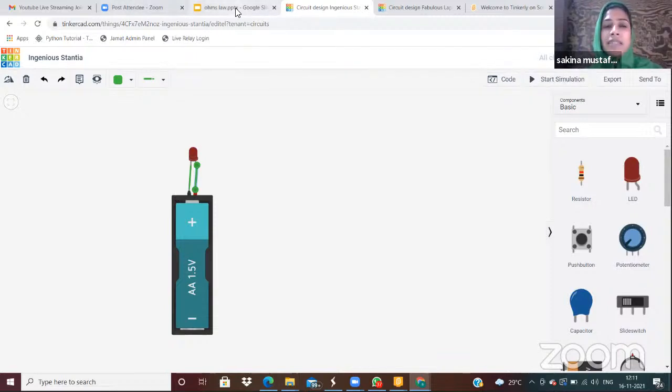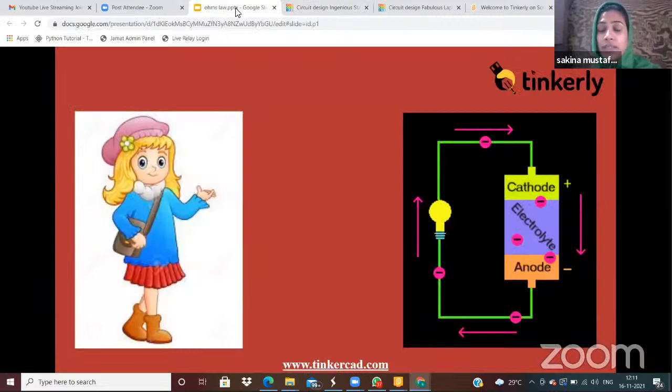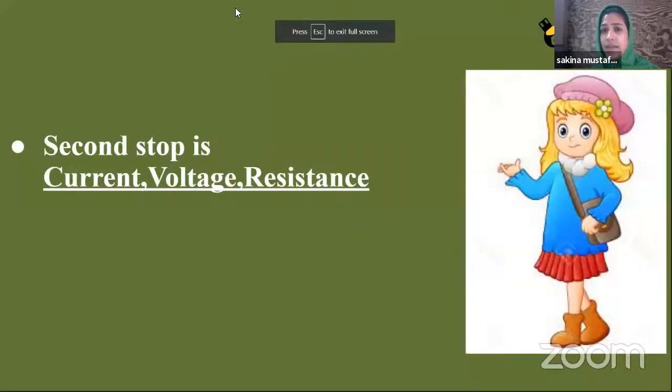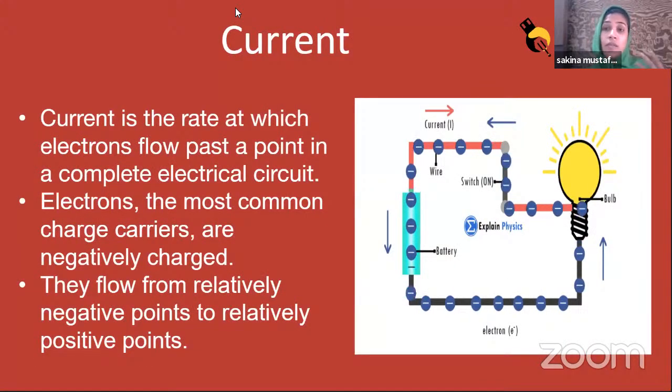Okay, now let's move on. So we understood what a circuit is: a closed path so that the flow of current is there. Now, what is that current? So we are at the second stop: current, voltage, and resistance. What is a current? What is a voltage? And what is a resistance? So first we have to understand what a current is.